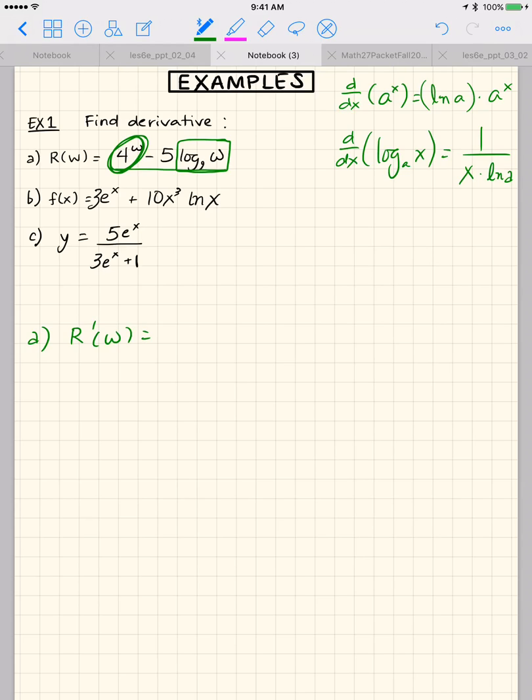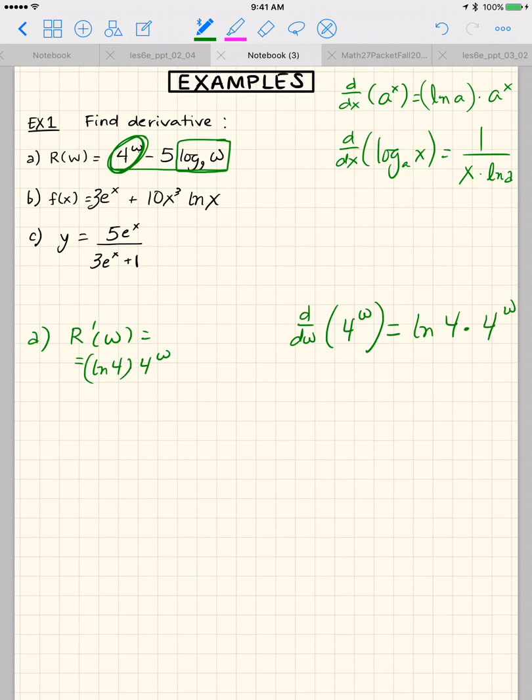Okay, so now, when we're doing A, it shouldn't be that bad. R prime of w is going to be equal to, now 4 to the w, what's the derivative of that? d dw of 4 to the w is equal to natural log of 4 times 4 to the w. I just want to highlight what I've done here. Instead of having x, I have w. My a is 4. So natural log of a, natural log of 4, times a to the x, 4 to the w. So that's going to be the first piece: r prime of w is equal to the natural log of 4 times 4 to the w.